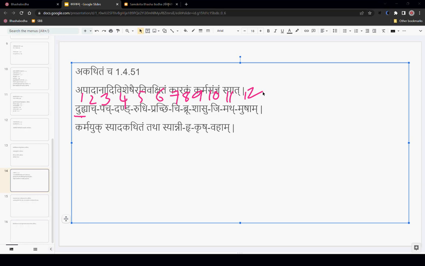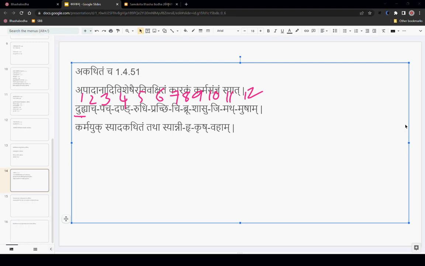So one doubt. Sir, for all these dhatus, for the secondary karma, we can use either dvitiya or the other form. Yes, both we can use. It depends on the intention.